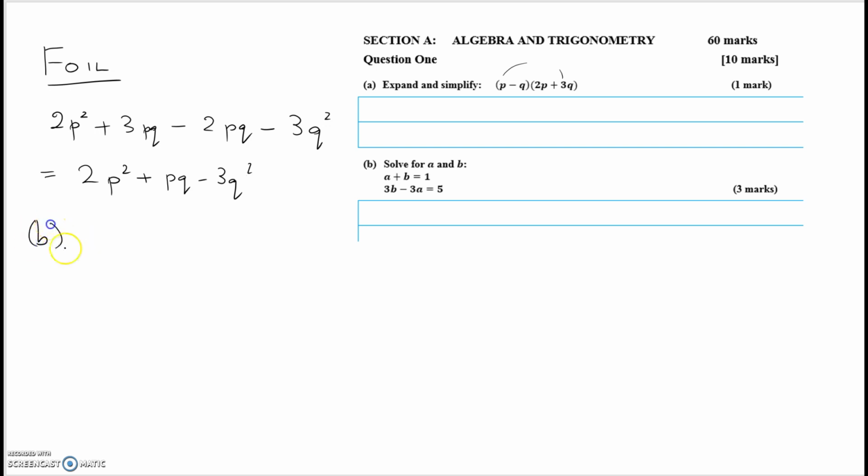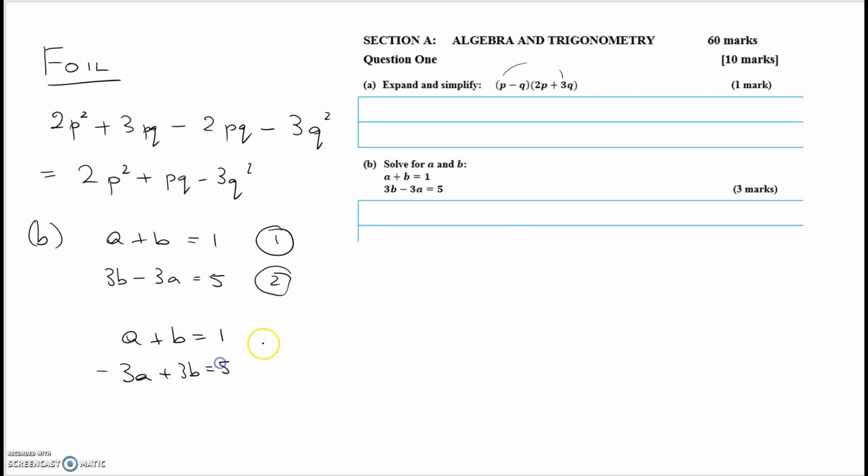Part B. a plus b equals 1. Give it a name. 3b minus 3a equals 5. Give it a name. Now, it's kind of back to front. If you rewrite number 2 and put the a's underneath each other, then it's easier to see what you need to do. I haven't done anything yet. What I'm going to do now is multiply number 1 by 3. So 3a plus 3b equals 3. And against that, I'm going to write number 2.